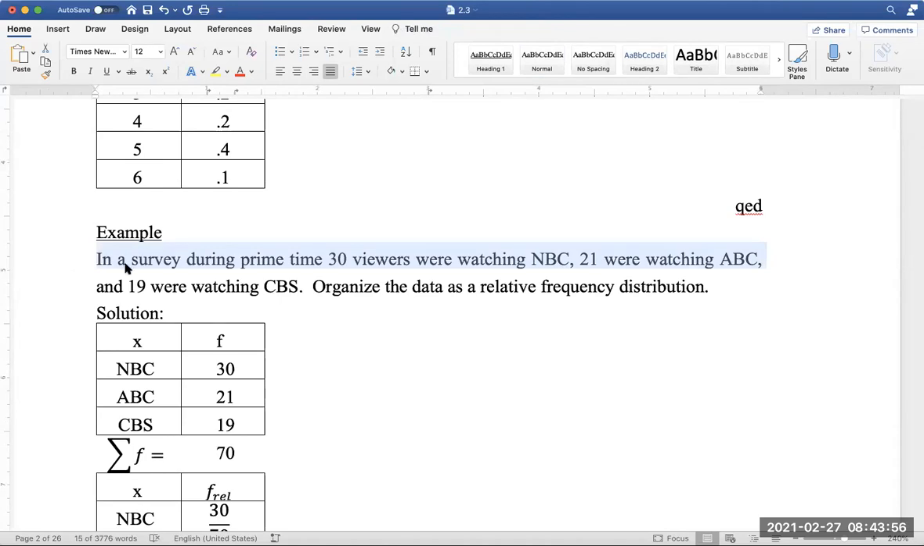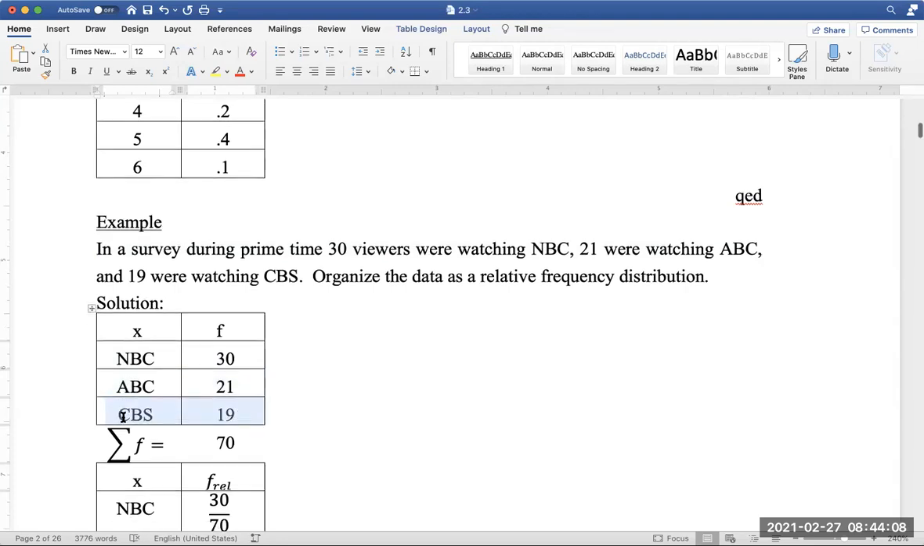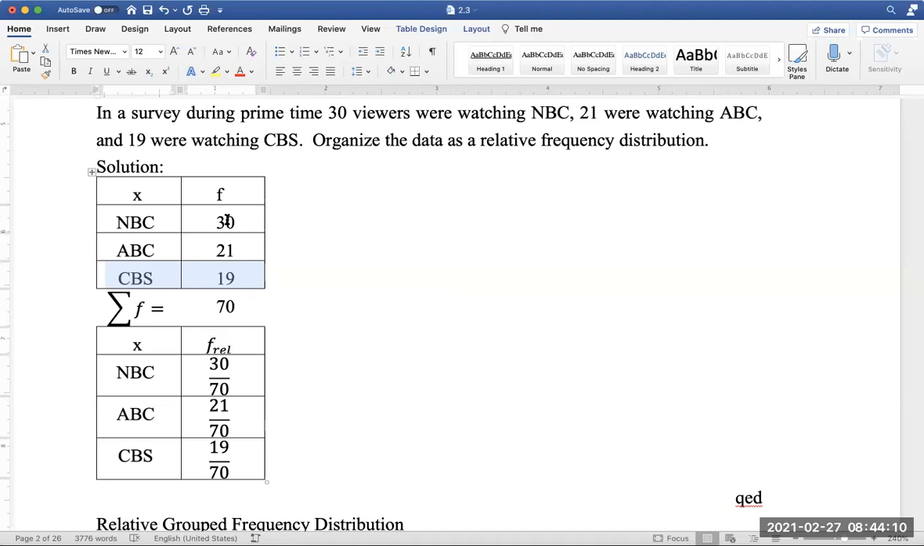In a survey during prime time, 30 viewers were watching NBC, 21 were watching ABC, and 19 were watching CBS. So 30 plus 21 plus 19, 70. So let's divide each of these by 70. So 30 over 70, 21 over 70, 19 over 70. And this is my relative frequency distribution. In this case, I wrote it as a fraction because these were horrible decimals. And that's possible. You can do that also.